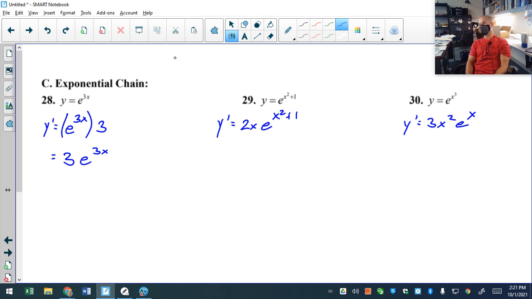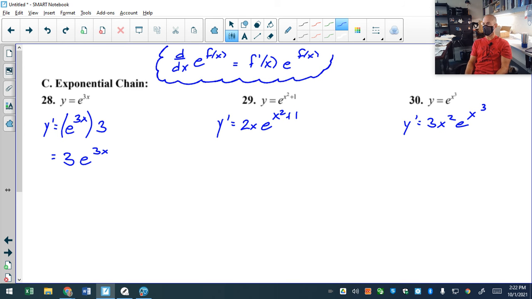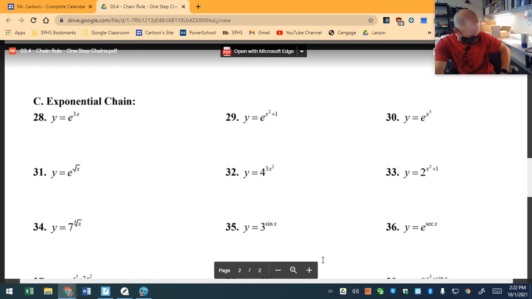And generally, oh, thank you. Don't do that. Generally speaking, your rule for the derivative of e to any function is the derivative of the exponent times your entire original function. So that's your rule for exponential derivatives. That includes the chain rule. They're very nice. Very nice. Let's see. The next line.